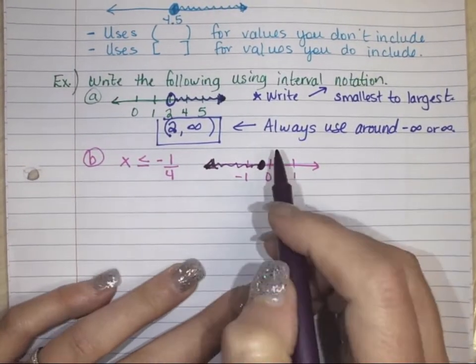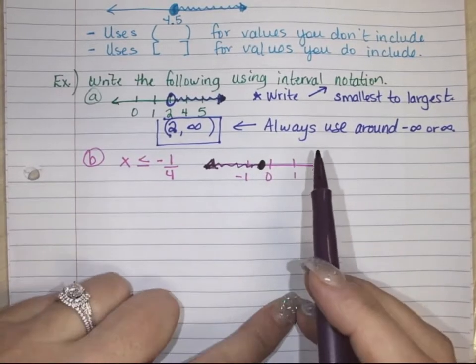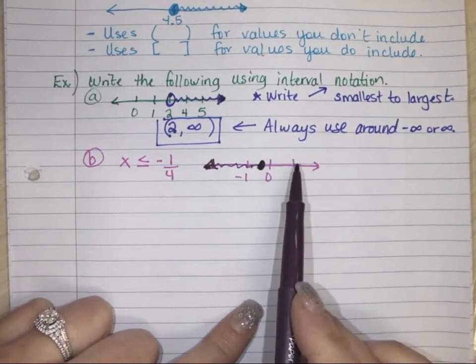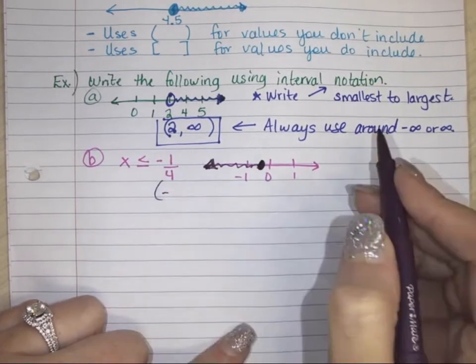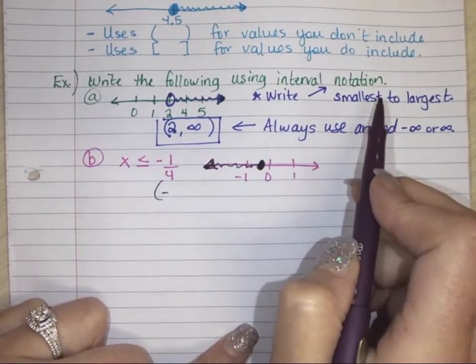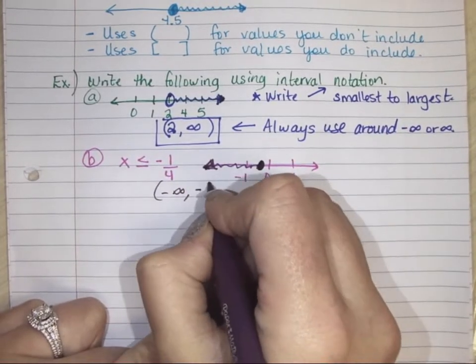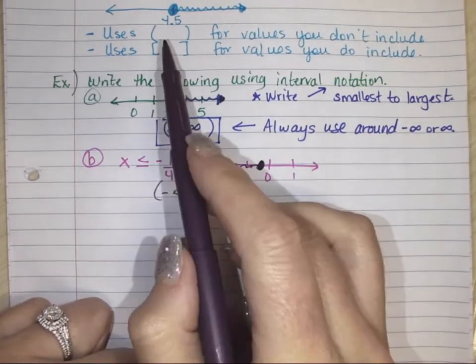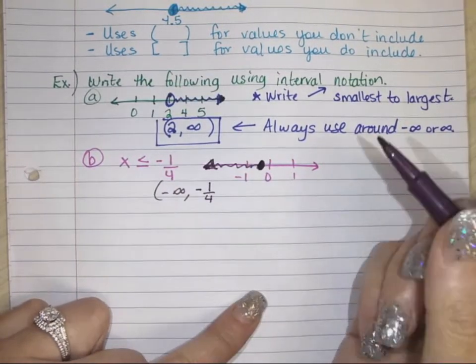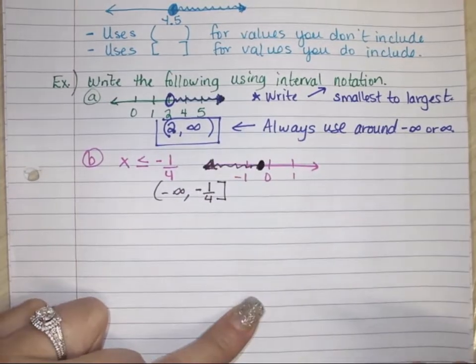So you have to think, and this is why I like to do it on a number line, to visually see it. You have to think, how far left is it going? Well, it's going to the left forever. And recall, I told you to write interval notation always from smallest to largest, so negative infinity. And then it stops at negative 1/4. And then think, do you use a parenthesis or a bracket? I have a closed-in hole, so that gets a bracket.